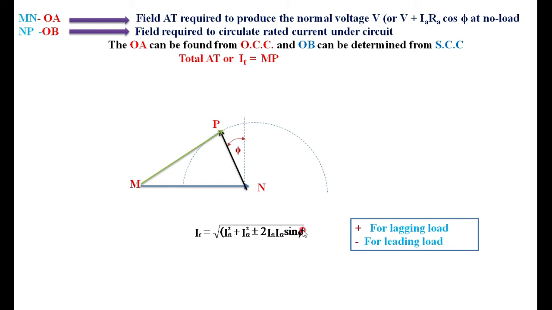For unity power factor, the voltage and current are in phase. Therefore, phi is 0. Sin 0 is 0. Therefore, the second term becomes 0. In the case of the unity power factor, the total field current is the square root of IF1 square plus IF2 square. In the case of lagging and leading, you have to put the phase angle of the load, and the plus sign you have to use for lag and minus for leading power factor.